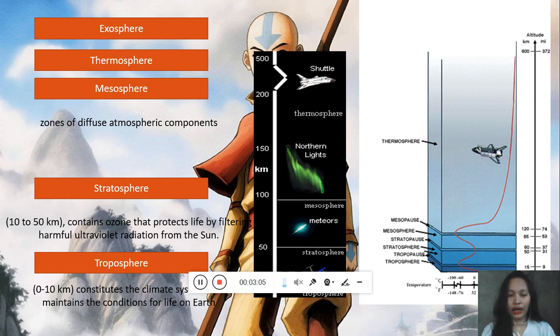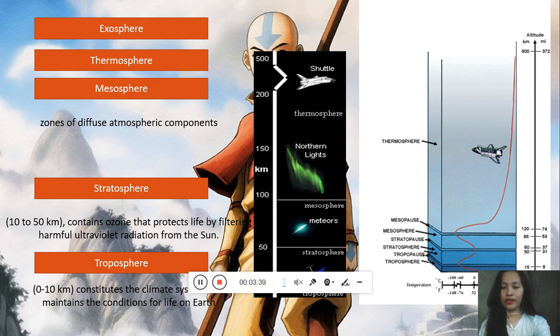Next, above the troposphere we have the stratosphere. The stratosphere, from the word strato, means layer or level. In the stratosphere we find the ozone layer. The ozone layer protects or shields us from the sun's ultraviolet radiation. Above the stratosphere we have the mesosphere.